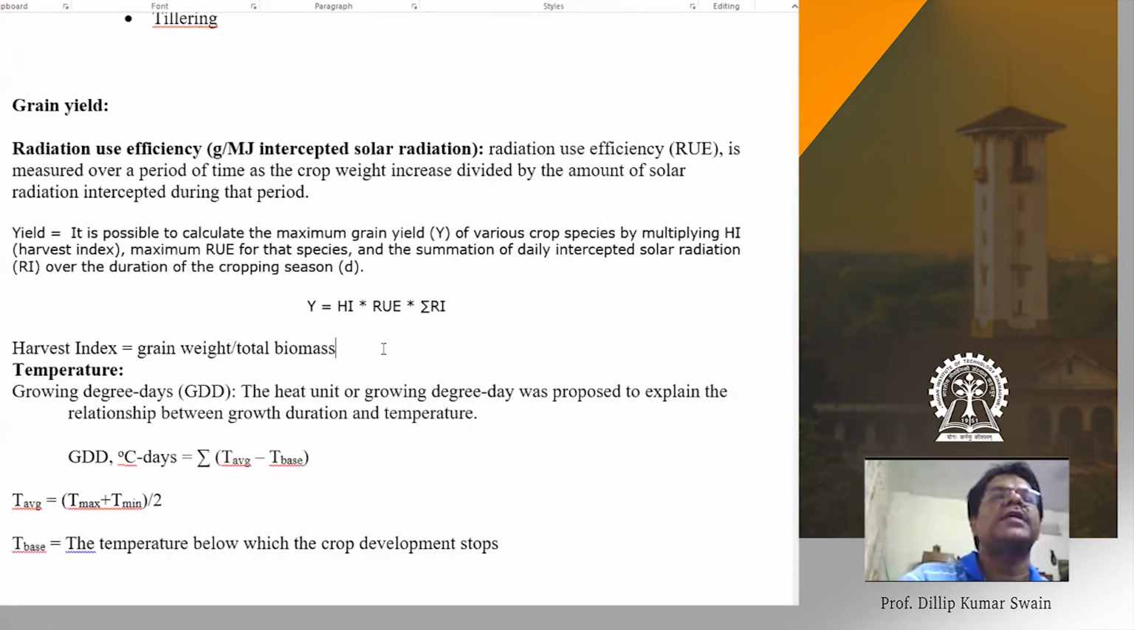Once you know the radiation use efficiency, that is a constant, and radiation interception is a dynamic one, because that depends upon the leaf area index. Once you know the leaf area index, you calculate the summation of radiation interception throughout the growing season. You will calculate the total biomass, multiply by harvest index, which is also a constant, then you will be able to get the grain yield. Finally, using this solar radiation interception concept, we will predict the biomass and grain yield of the crop. That's what we can do.